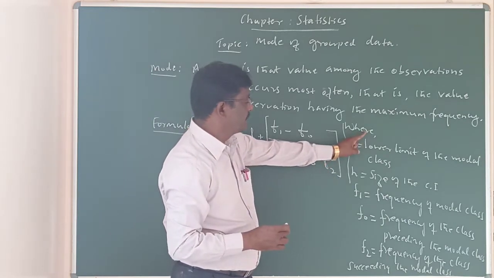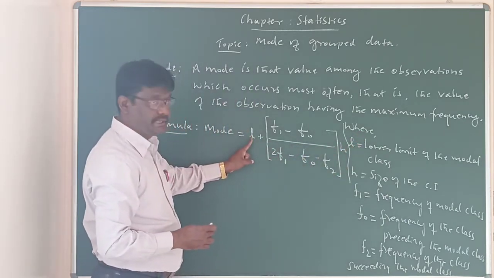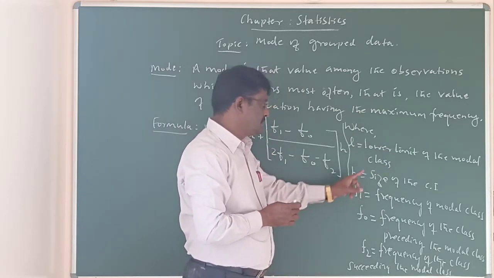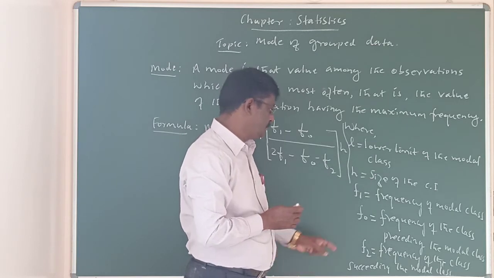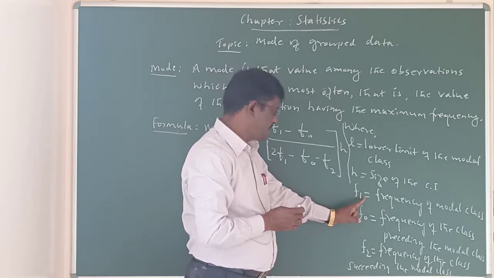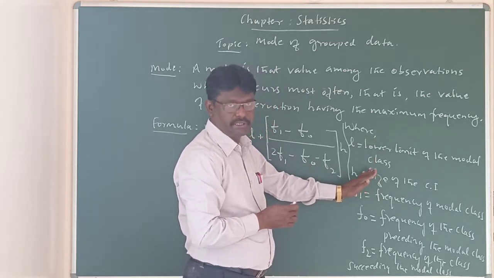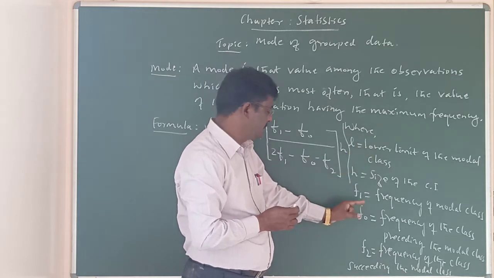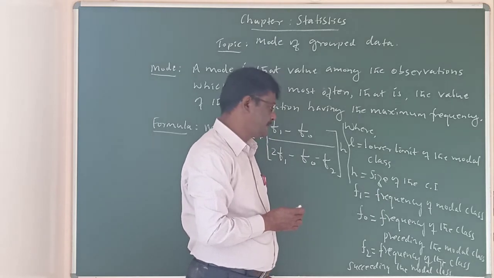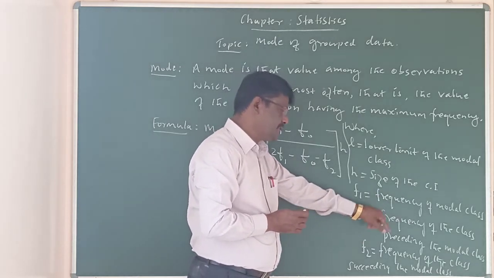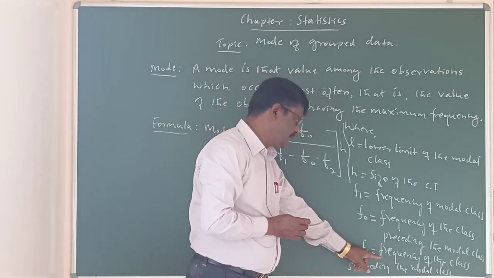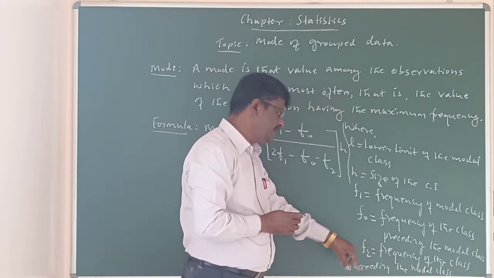Here L equals the lower limit of the modal class. What is that modal class? You will come to know now. H is the size of the class interval. When we do the problems by taking one particular example, you will get a clear idea. Now just know the meanings. F1 is the frequency of the modal class. F0 is the frequency of the class preceding the modal class. F2 is the frequency of the class succeeding the modal class.